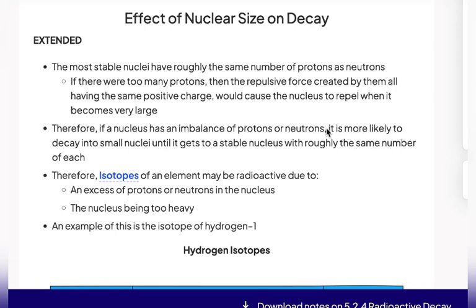Once the number of protons and number of neutrons in an atom are not the same, then the atom starts to feel unstable. The atom wants to disintegrate, wants to break. There will be a repulsive force created by the difference between the positive charge and the zero charge. So you start to feel this difference, okay? And this will cause the nucleus to repel when it becomes very large.